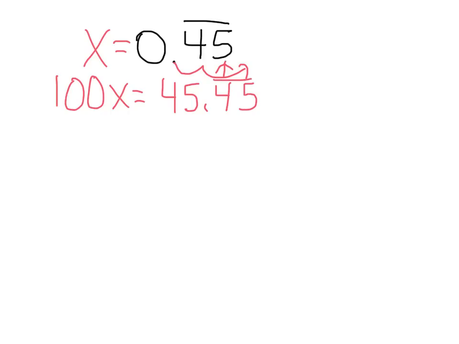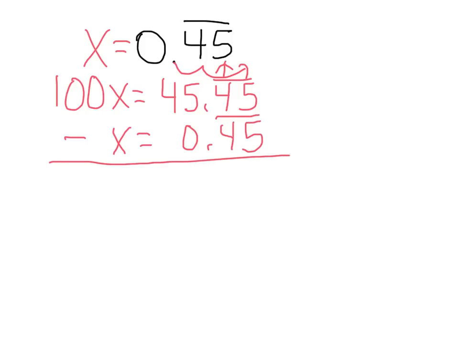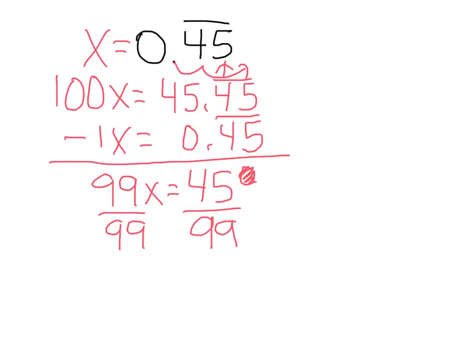45.45 repeating. Now I want to make sure that I do that so that I get 0.45 repeating after the decimal. That way, when I go to subtract the x from 100x, notice that when I line up the decimals, that repeating decimal will subtract itself out. So 100x minus 1x will equal 99x. And then this becomes 0 right there, and 45 minus 0 is just 45. Okay, so I get 45, and now I'm going to divide both sides by 99.